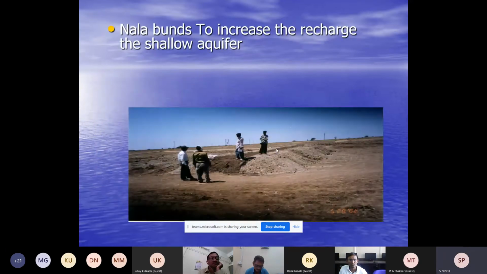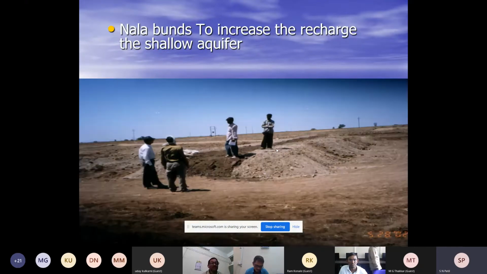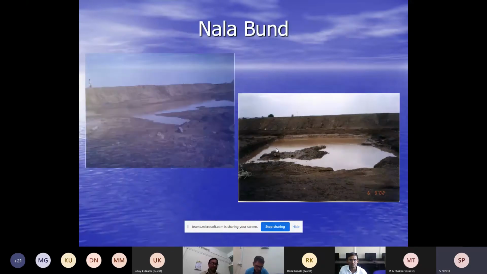Nala bunds to increase the recharge at shallow level. Then in Jalyukt Shivar, many villages have nala bunds to increase the shallow water level. These are the nala bunds constructed in an area.